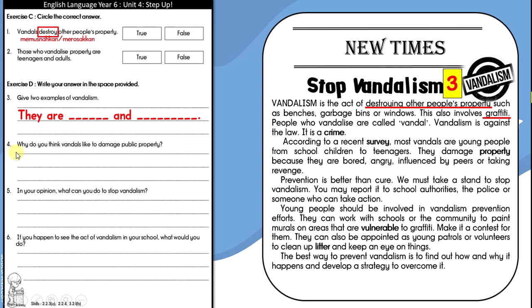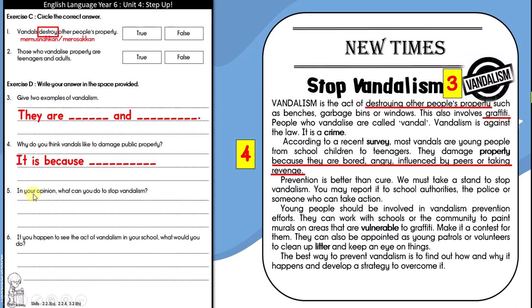Okay. Question number 4. Why do you think vandals like to damage public properties? Why do you think people who commit vandalism like to damage public property? For this answer you can find it from here. They damage property because they are bored, angry, influenced by peers, or taking revenge. How to transfer this answer to here? You start your sentence with it is because. Then you copy the sentence.